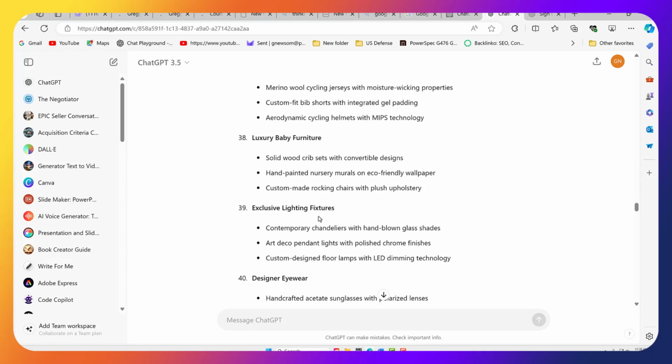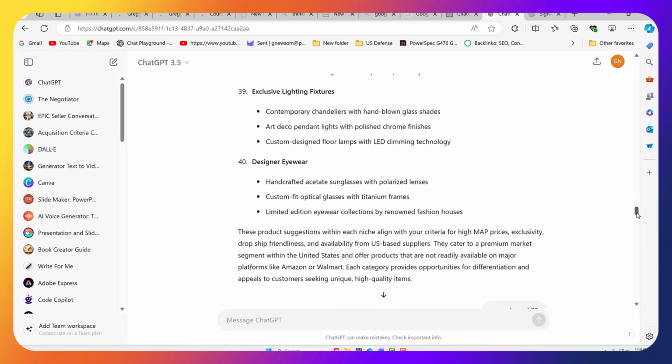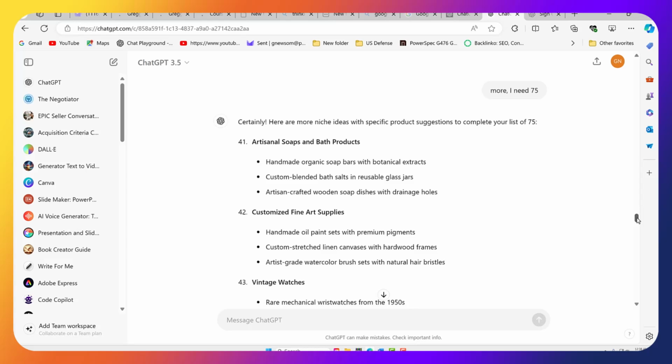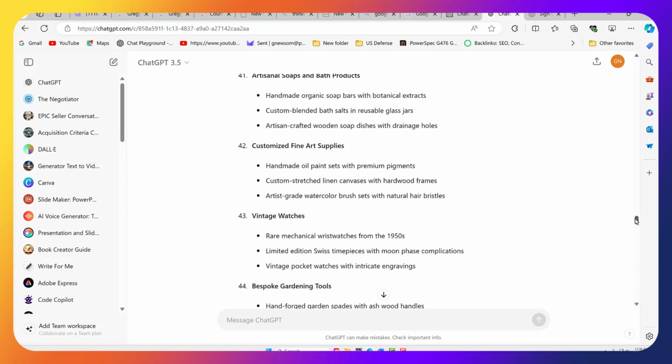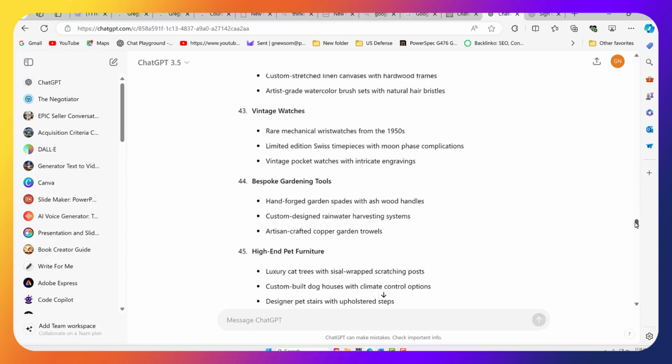Anything with light fixtures, you'd be amazed at the prices people pay for this stuff. You don't even need to hit chandeliers to hit that. Designer eyewear, that's probably very good. It's also one that's pretty well covered, but some of these are going to be very good here. Art supplies, very good. These are, again, all ones that are not available.